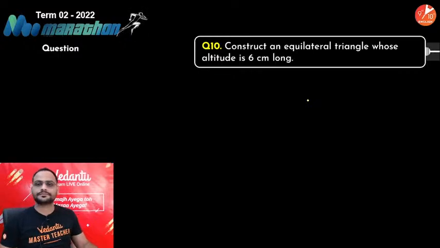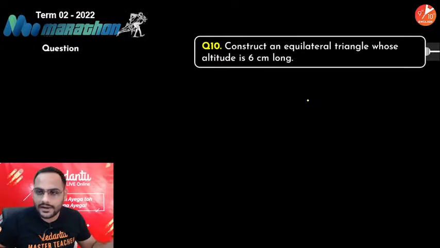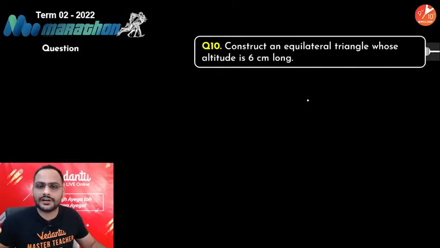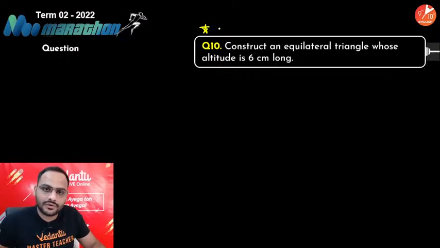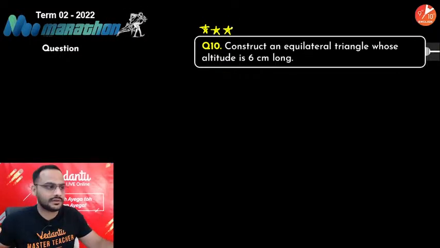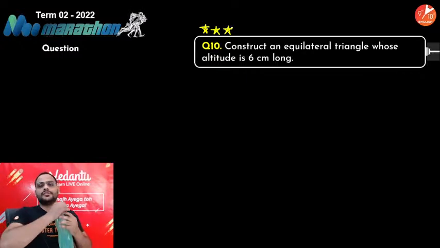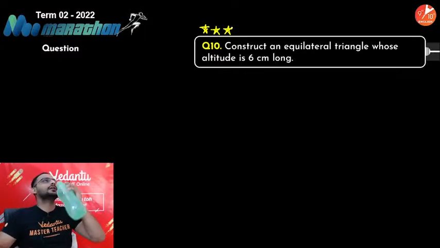Okay, next one. Construct an equilateral triangle whose altitude is 6 centimeter long. Now see, this is one good question from the topic construction. Altitude length is given.